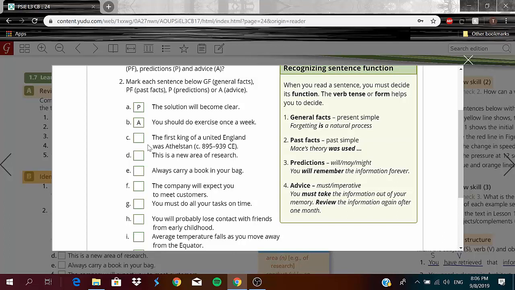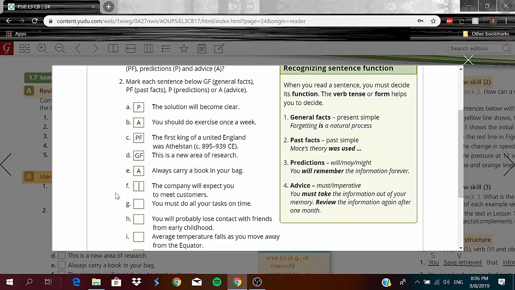C: the first king of a united England was Athelstan. Okay, so this is probably a past fact, right? The first king, that means that was a long time ago, so we'll write down PF. And then D, this is a new area of research. And that's just a GF, general fact. And we have E, always carry a book in your bag. That, again, I'm giving someone advice. So always carry a book in your bag, advice.